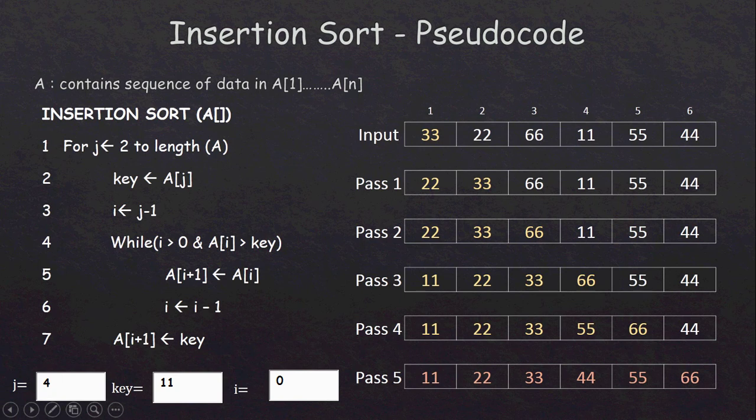So you just look at these two steps. 11 is compared with 66. 66 is larger, so it is shifted. So 66 comes here. 11 is compared to 33. 33 is larger, so this is shifted to the right side, so it will come here. 11 is compared with 22. 22 is greater, that is shifted here. So in the first position I am storing 11 because I have stored 11 in key. So key value will be stored here. So similarly remaining passes will execute, and then I will get a sorted array.